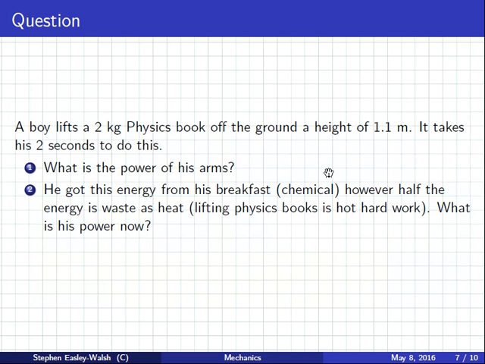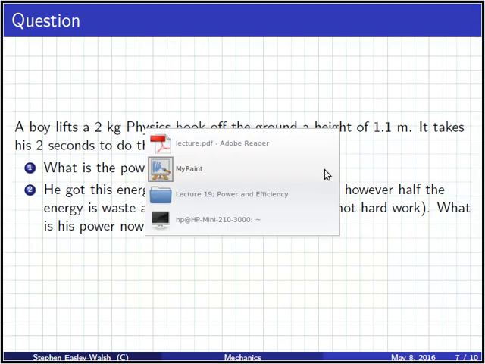Okay. Let's see. A boy lifts a 2 kilogram physics book off the ground, a height of 1.1 meter. It takes him 2 seconds to do this. What is the power in his arms? And he got his energy from his breakfast. However, half is wasted as heat. What is his power now? Okay, so the first one is what's the power? So we'll do this one together.